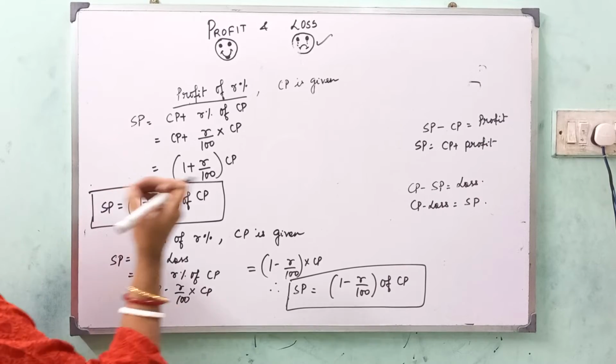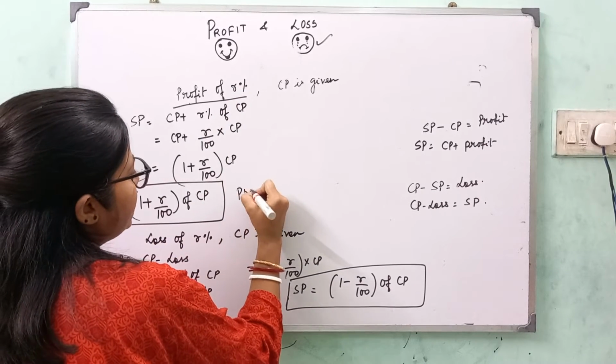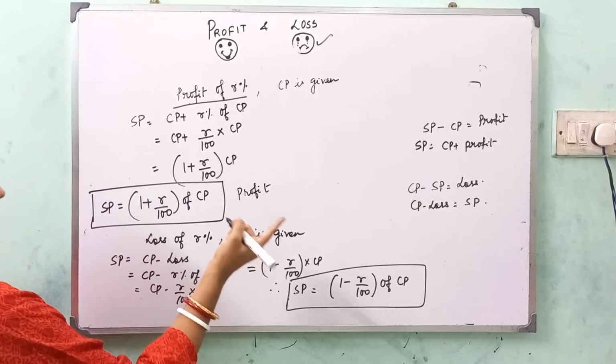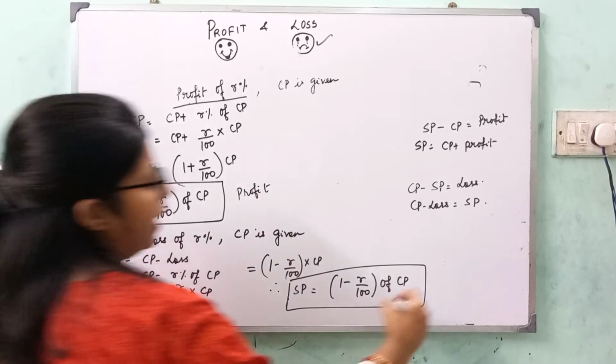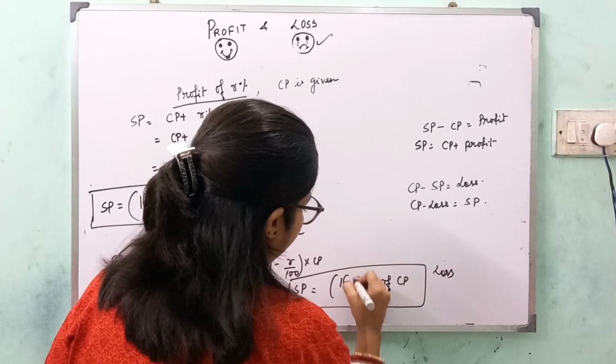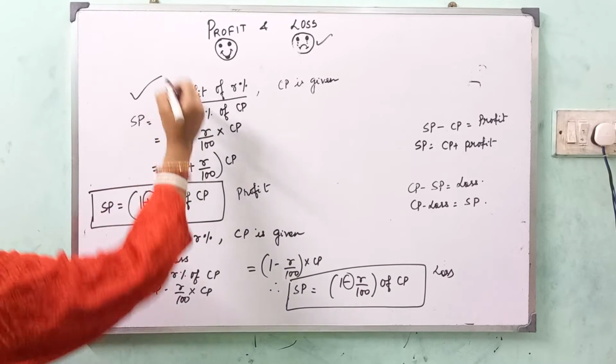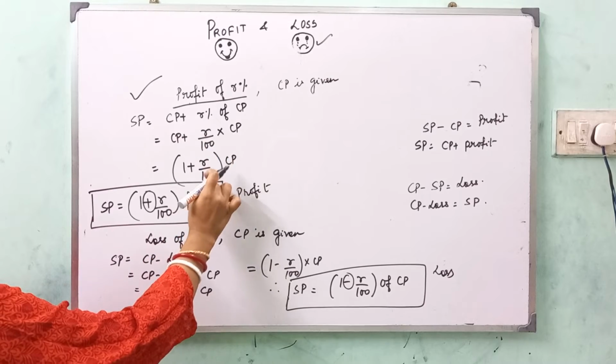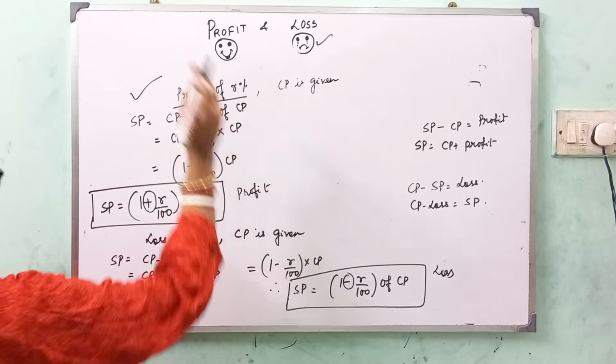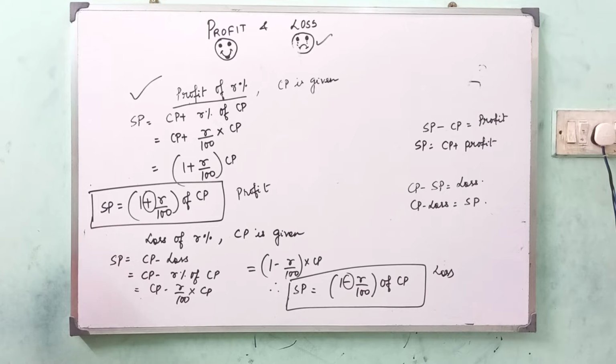So just a small way to remember: whenever there is a profit there is a plus sign, and whenever there is a loss there is a minus sign. Just remember this way, then it will be easier for you to remember the formula. Whenever a profit is given, it is 1 plus R by 100 of the cost price, and whenever a loss of R percentage is given in the form of a percentage, then it is always 1 minus R by 100 of the cost price.